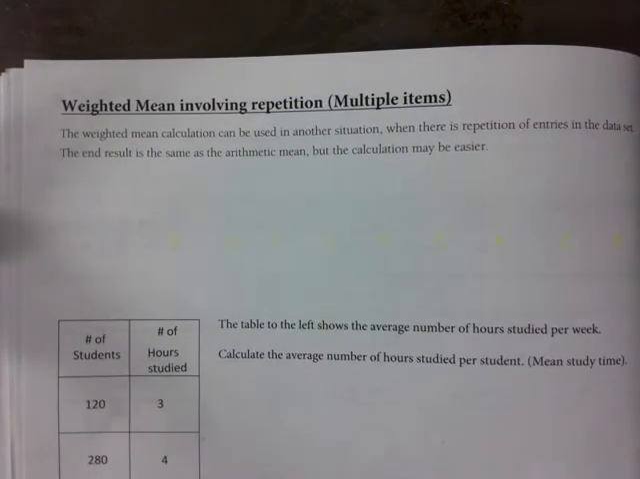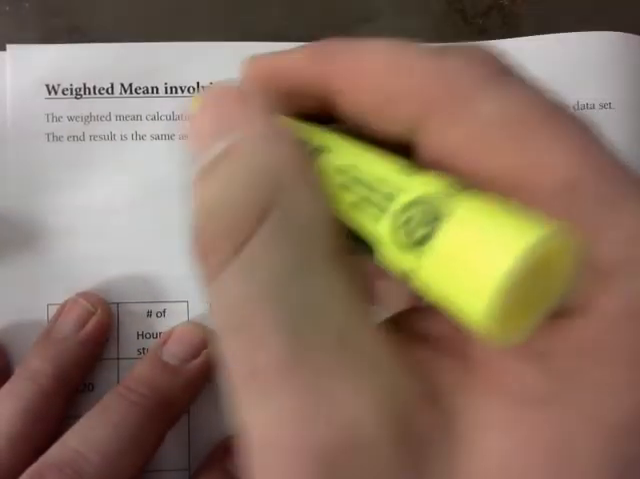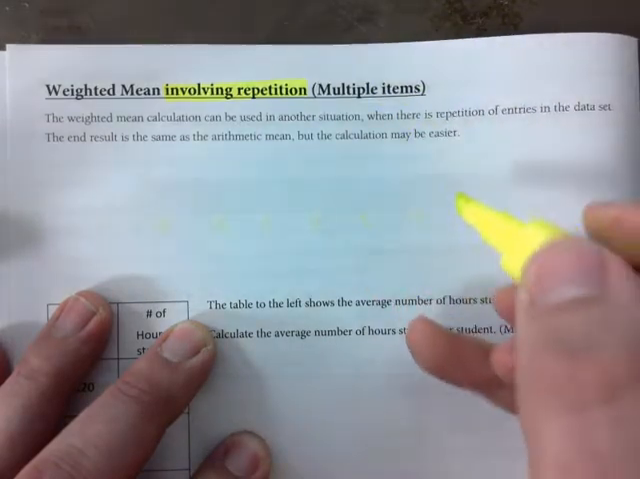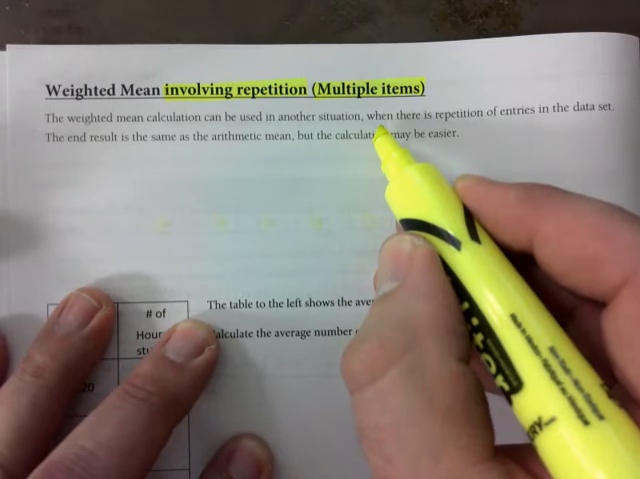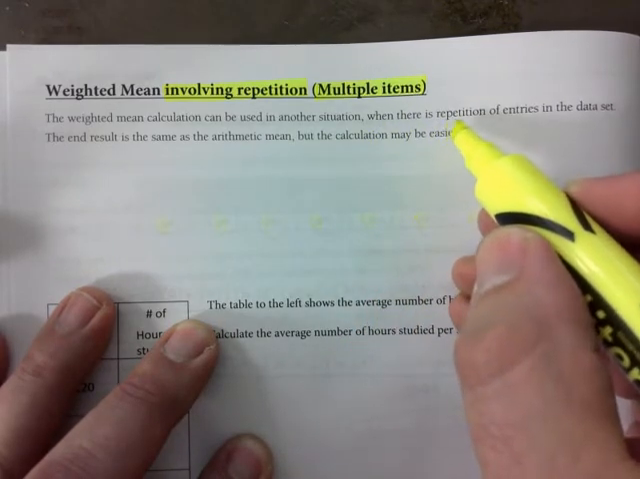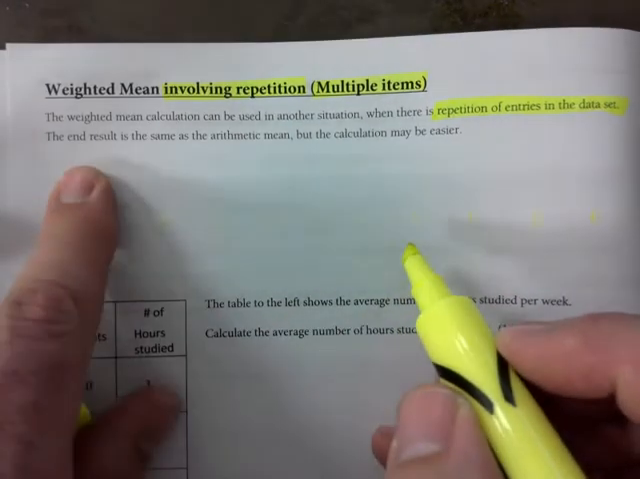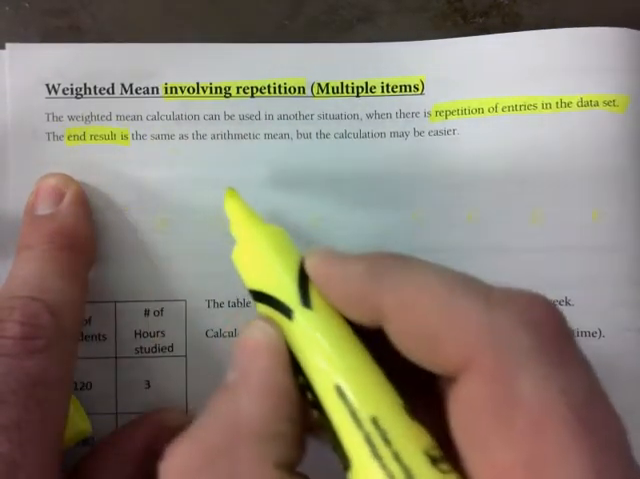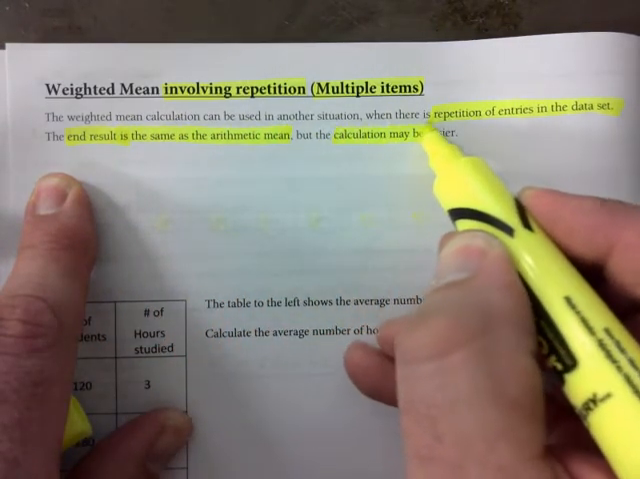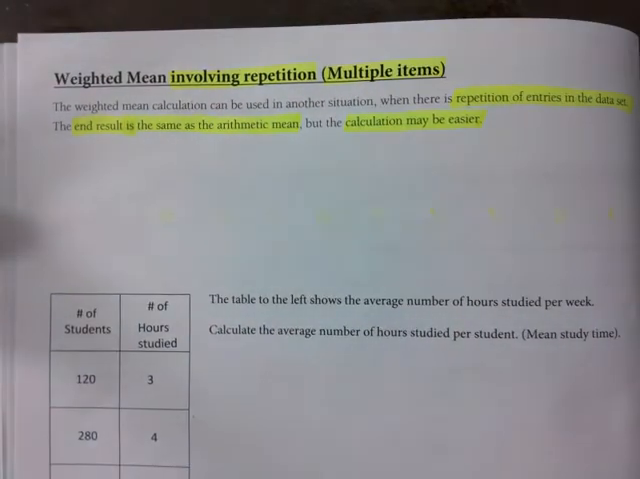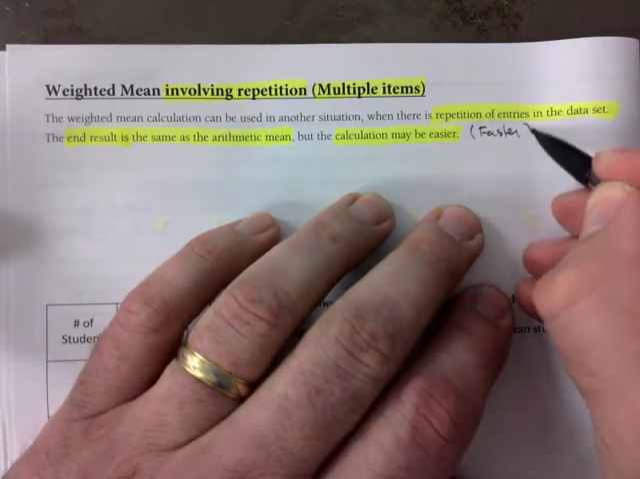So yesterday we talked about weighted mean when it's percentages, and now we're going to talk about involving repetition. Okay, so multiple items. The weighted mean calculation can be used in another situation. There's repetitions of entries, right? Repetition of entries in the data set. But watch this. The end result is the same as the arithmetic mean. The calculation may be easier and faster. I'll put that in brackets, it's faster.